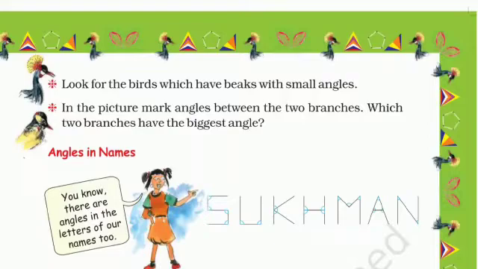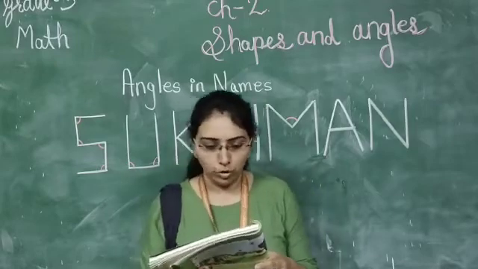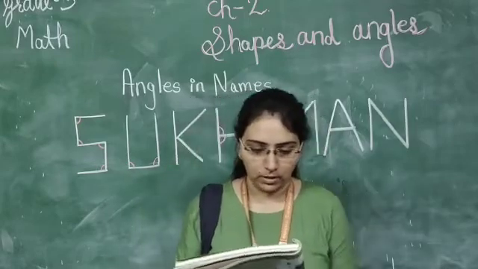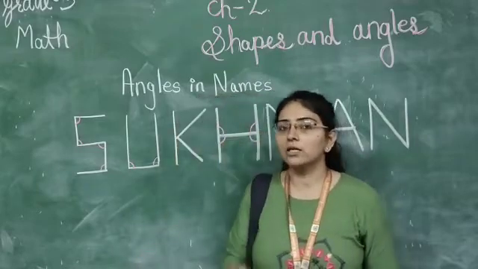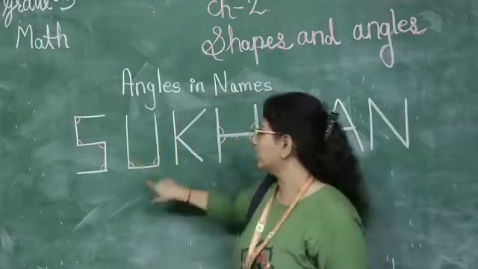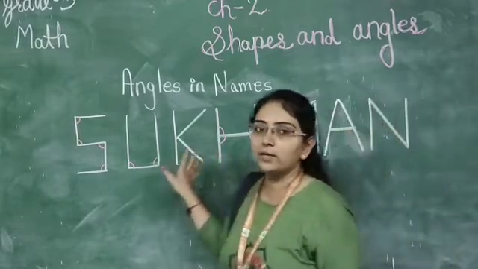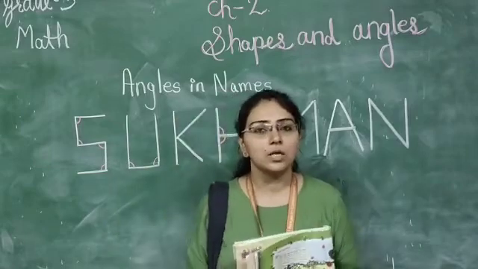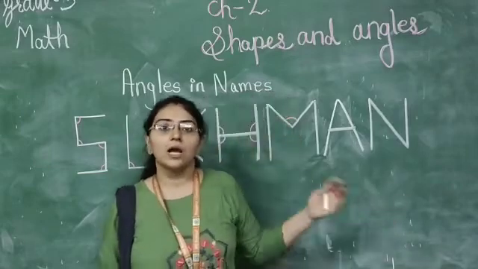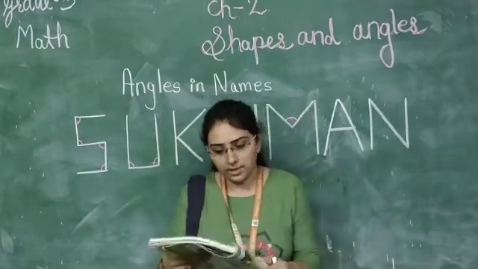Now coming to our next topic, angles in names. So let's read in the textbook. You know there are angles in the letters of our names too. Means here we can see the angles in our names. For example, one is given in the textbook. The name is Sukhman. Here the angles are given which we are going to say. Here what we have to see is which angles are less than a right angle and which angles are exactly right angles.